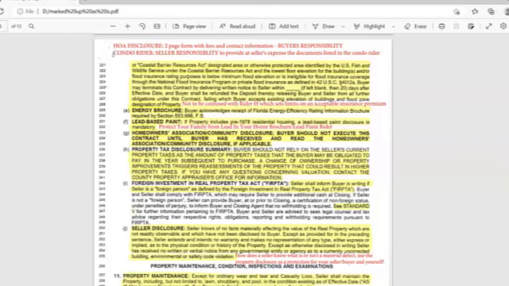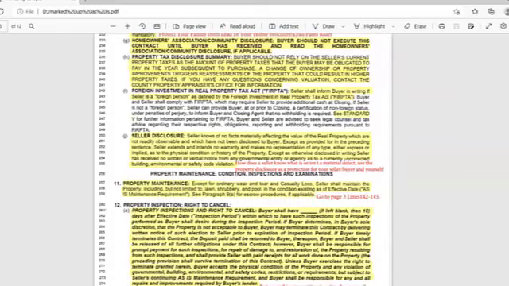Taking a look for a condo rider, it is the seller's responsibility to provide at the seller's expense the documents listed on the condo rider. So make sure you're clear on that. In an HOA, it's the buyer's responsibility to gain those documents. And if it's a condo, it's the seller's responsibility to provide at their expense the documents listed on the condo rider.